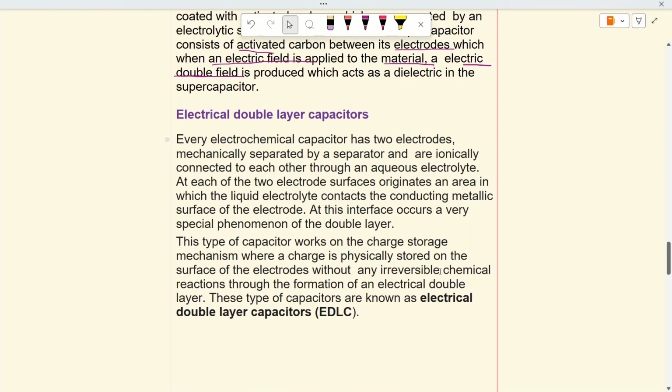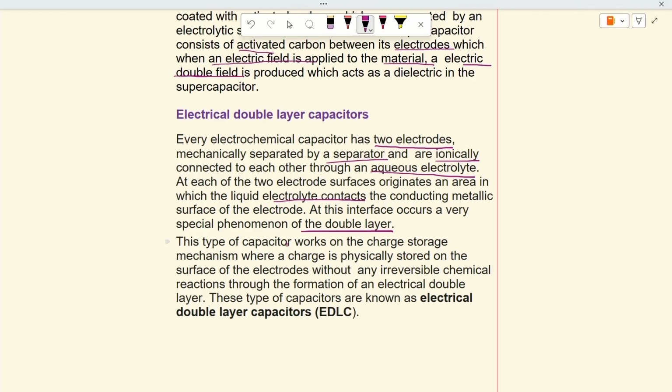The electrical double layer capacitors have 2 electrodes. They are mechanically separated by a separator and ionically connected through an aqueous electrolyte. Each of the 2 electrode surfaces originates an area in which the liquid electrolyte is in contact with a conducting metal surface. At this interface occurs a very special phenomenon of double layer.